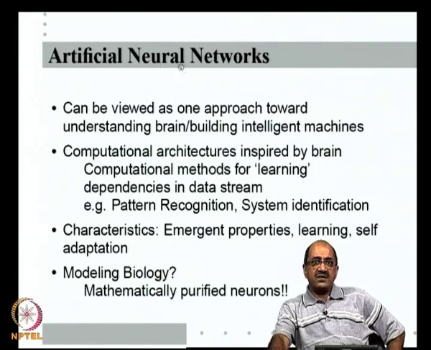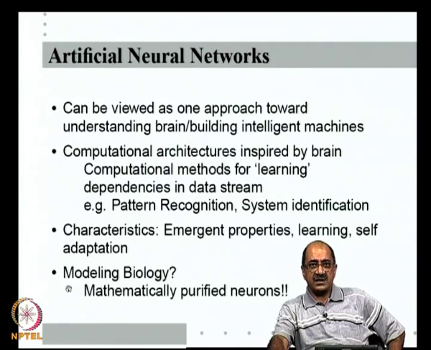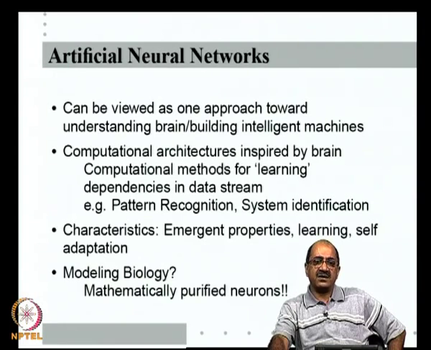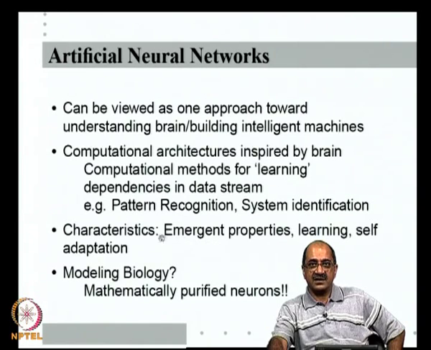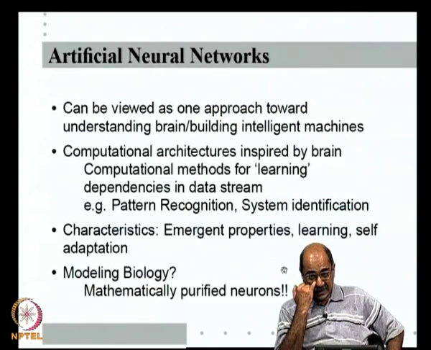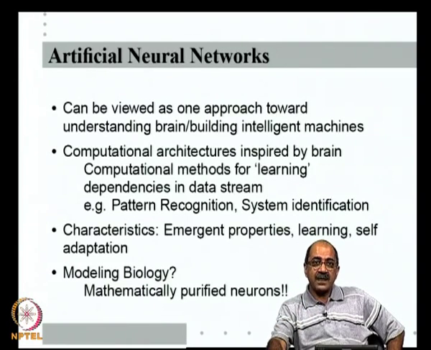Whether artificial neural networks really gave rise to understanding biology is a difficult question. I'll come back to it in a few minutes when we finish the discussion. But most of the models that we are considering here can be thought of as mathematically purified neurons. They are not sufficiently realistic in terms of real biological neurons. They can be thought of as very simple mathematical models, and in that sense the specific models we consider may not have much to do with modeling biology.